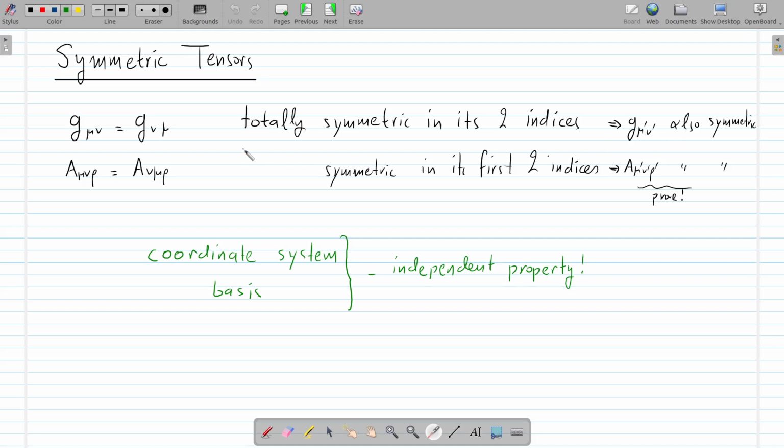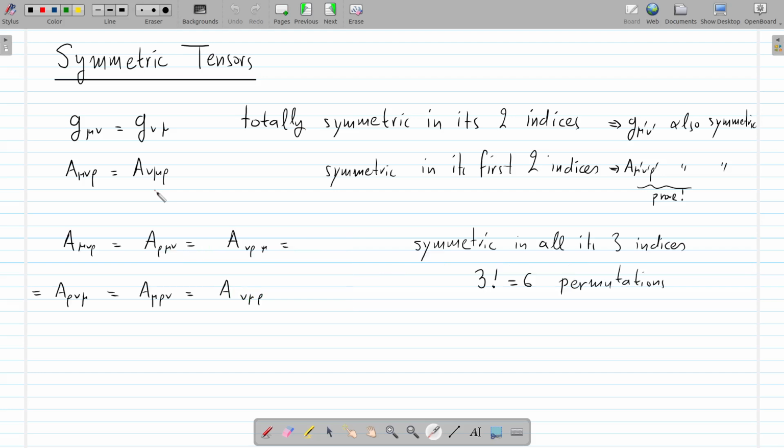So we can have symmetric tensors with respect to two of the indices, like here in the case of a 0,3 tensor, and we say that this tensor is symmetric under the exchange of its first two indices if A mu nu rho is equal to A nu mu rho. We can have symmetry under the exchange of more than two indices, like in the case of the tensor A being symmetric under the exchange of any of its three indices. In this case, we have 3 factorial possible arrangements of the indices, so for that to be true, all those components have to be equal to each other.